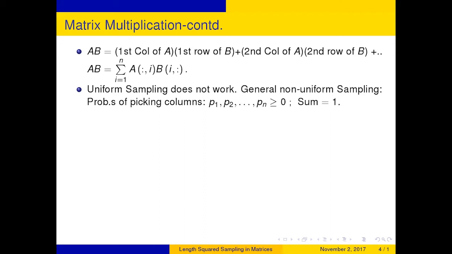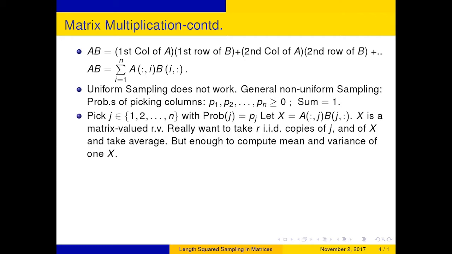General non-uniform sampling: I'm going to pick column I of A and also the same row of B with probability Pi. So P1 through Pn are non-negative reals summing to 1. P1 is the probability of picking column 1, P2 is the probability of picking column 2, and so on. I don't know them yet. I'm trying to find them.